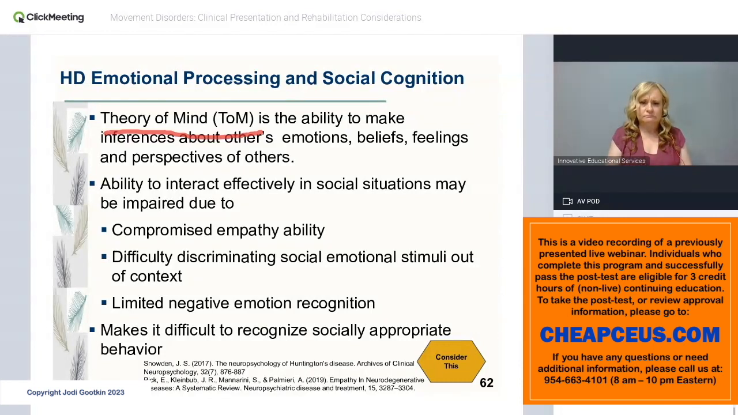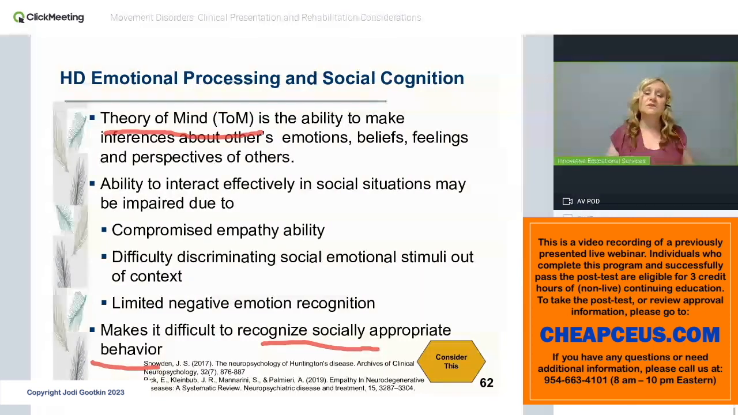If I'm looking at you like this, you can tell I'm angry. A person with Huntington's disease is not realizing that. If someone's like this, you can tell I'm sad. They're not going to catch that. So because they're not catching the emotions behind the other individual, their reactions to social interactions are not appropriate. They can't recognize the social cues, so their behavior then becomes inappropriate.